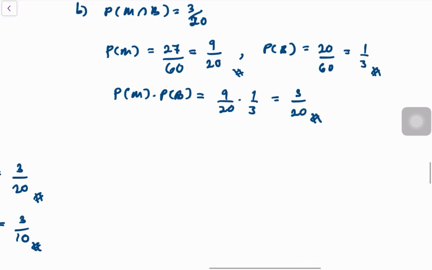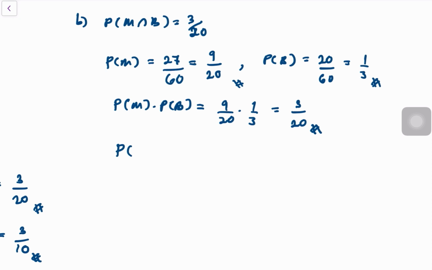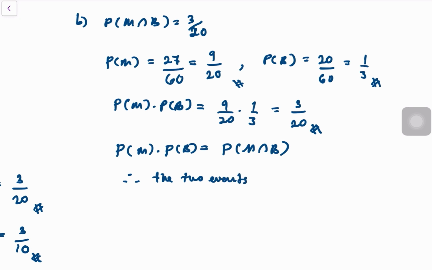So by looking at this, the value of the probability of M multiplied with the probability of B is equal to the probability of M intersect B. So therefore we can say that the two events are independent of each other.